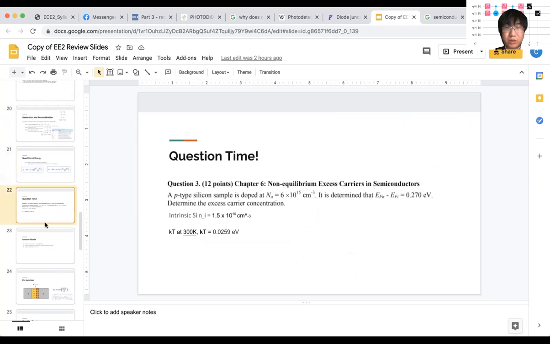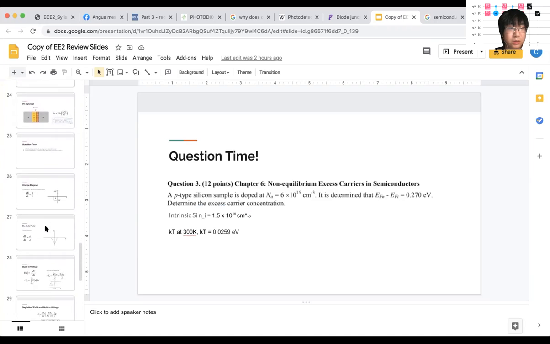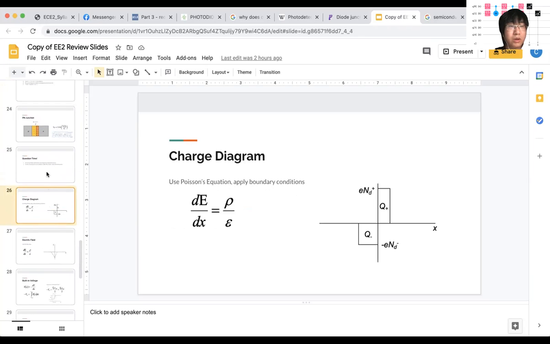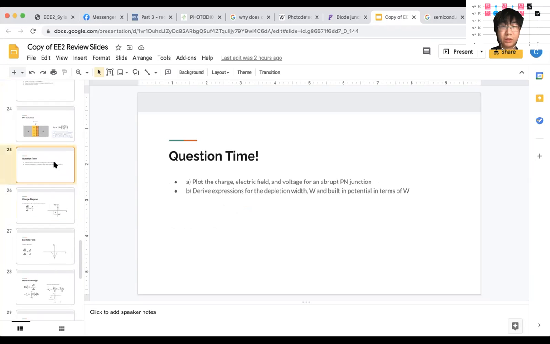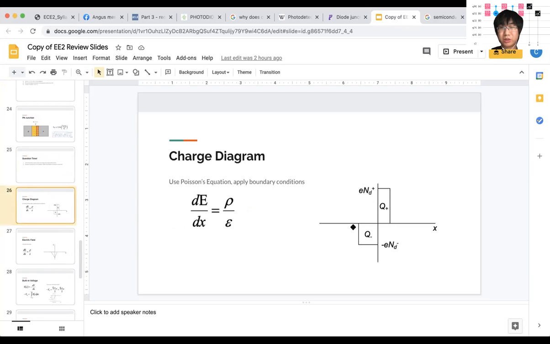Quasi-Fermi energy. Oh, also, I think it's good to know what an abrupt p-n junction might look like. An abrupt p-n junction is just like this, where on one side you have the holes, on the other side the electrons, and it models the p-n junction pretty well.